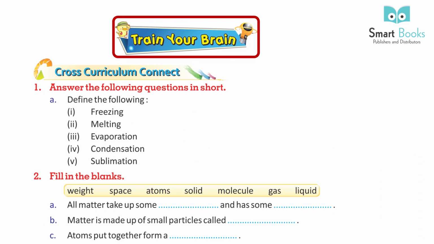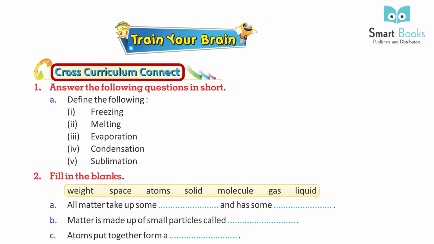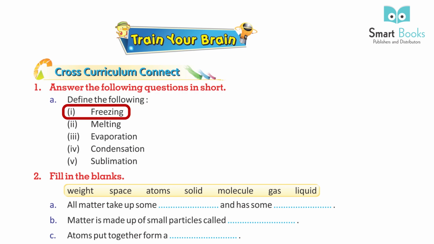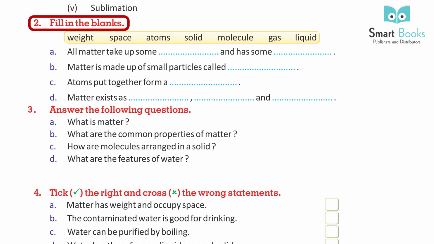Train your brain. Cross curriculum connect. 1. Answer the following questions in short. A. Define the following. 1. Freezing. 2. Melting. 3. Evaporation. 4. Condensation. 5. Sublimation. 2. Fill in the blanks. A.